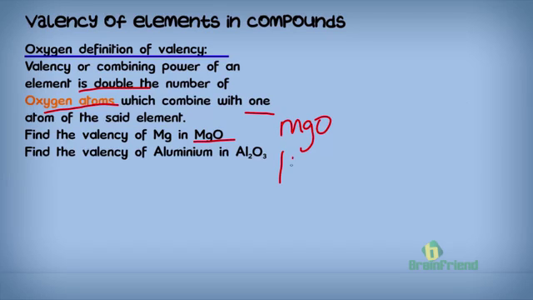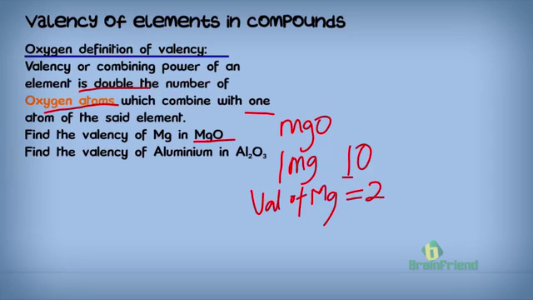Here we have 1 atom of magnesium combining with 1 atom of oxygen. Okay, so the valency of magnesium would be 1 times 2, which is 2. Remember, it has to be double the number of oxygen atoms. So double of 1 is 2, right? So valency of magnesium is 2.